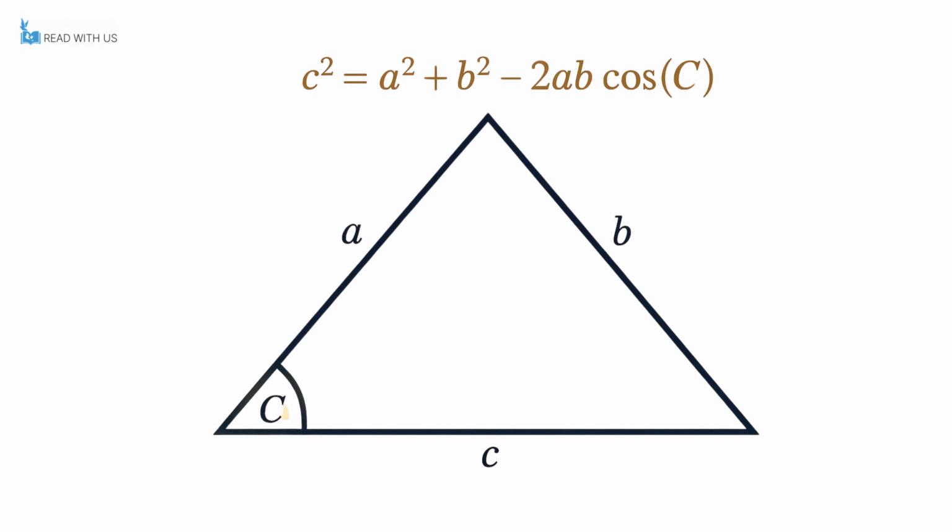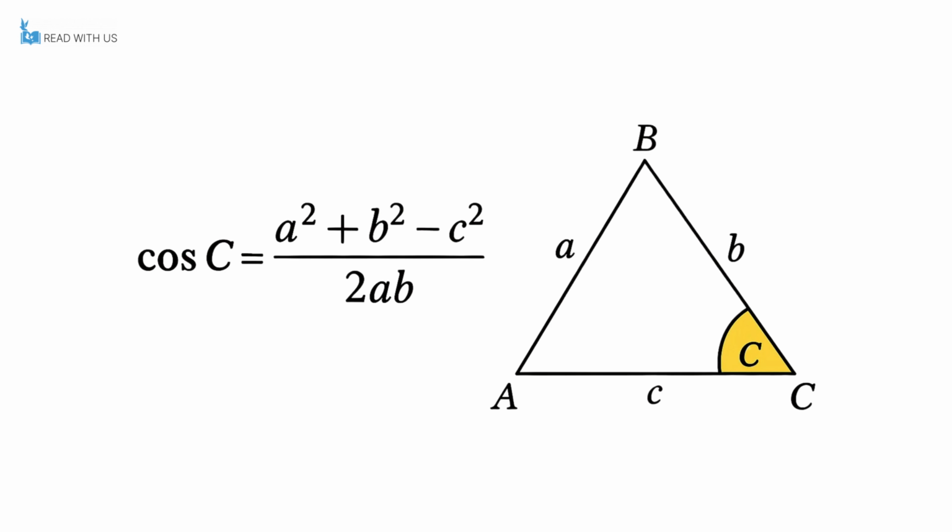This looks similar to Pythagoras' theorem, but with the extra term, minus 2ab cosine C. We can also rearrange this formula to find the angle instead of the side. Cosine C equals a squared plus b squared minus c squared divided by 2ab.